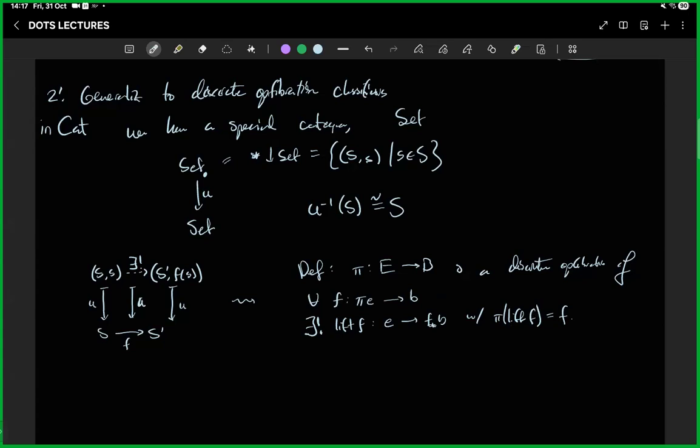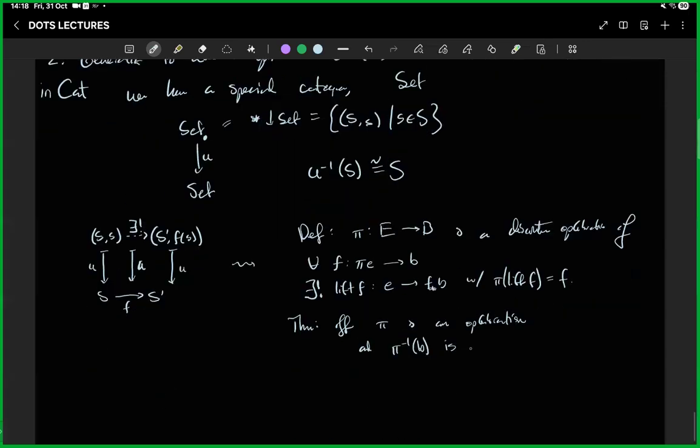So this is one of these potential red herring cases of naming, because I did not say that a discrete op vibration was an op vibration plus an extra property, but it is true that this is equivalent: the theorem is that, if and only if pi is an op vibration, right? And pi inverse of b is a set of two equivalents.